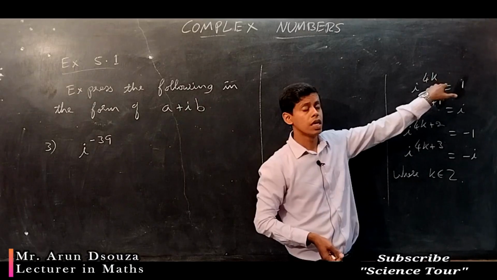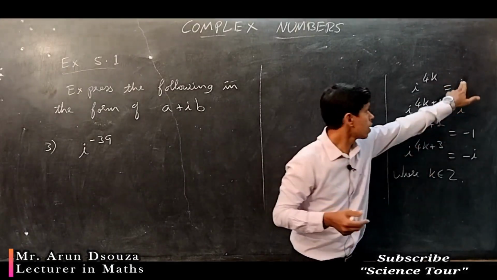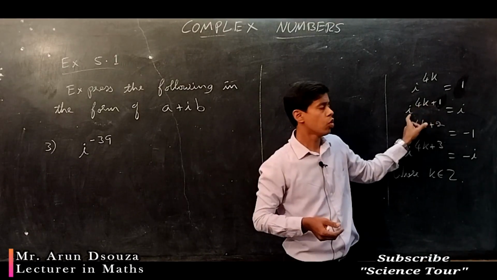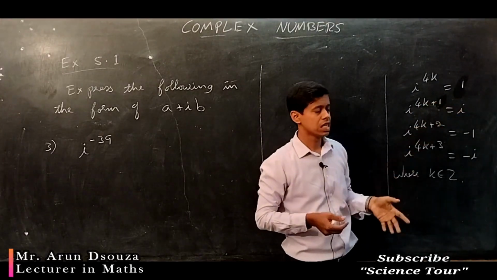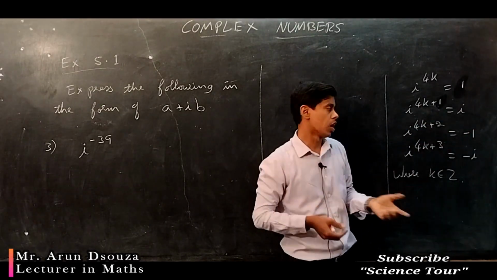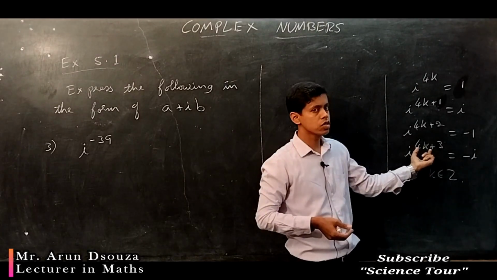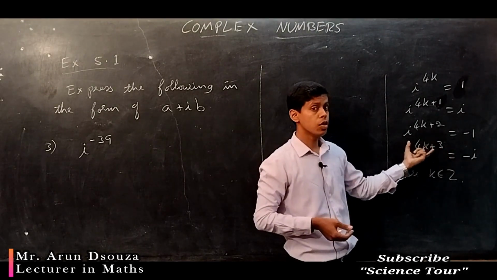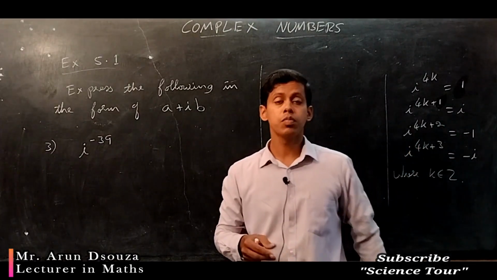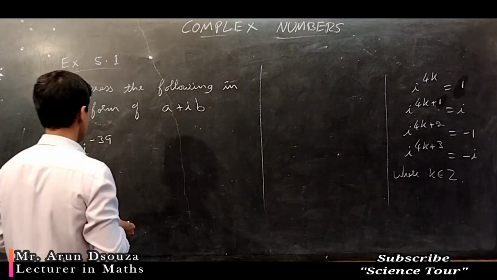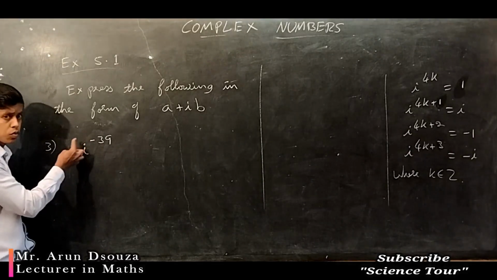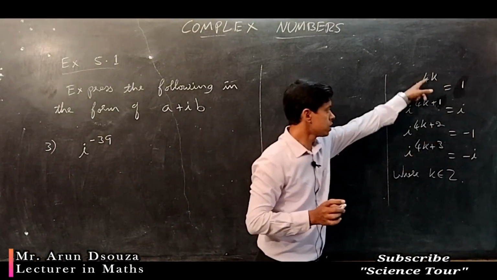i raised to 0, anything to the power 0 is 1, correct? Okay, then put 0 here, 4 into 0 is 0, i raised to 1 is i. Then 0 here, so i square, that is minus 1. Then put 0 here, 4 into 0 is 0, 0 plus 3 is 3, i cube, i square into i, minus i, okay. So that way you can remember the formulas easily. Well, now if you are using the formula method, then you have to write this in this format.